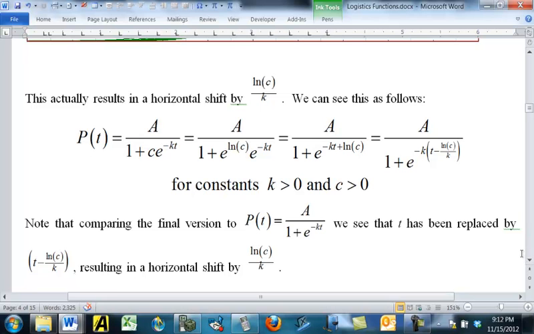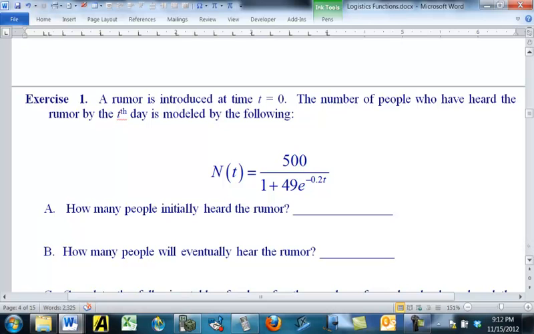So anyway, the c is going to give you a horizontal shift. The a is going to change the limiting amount, the top asymptote, and the k is going to change the shape of it a little bit, so how fast it starts to approach that.